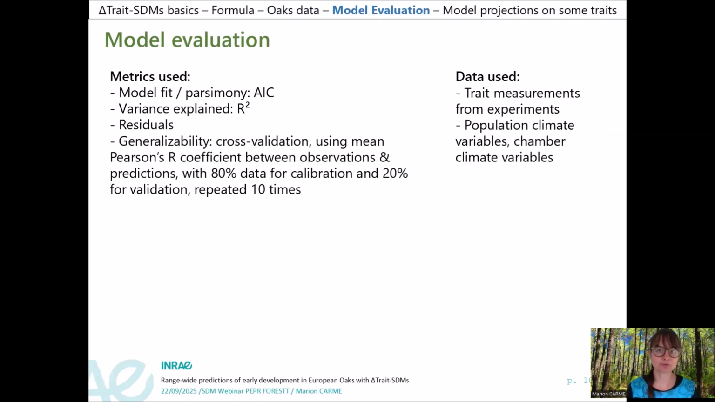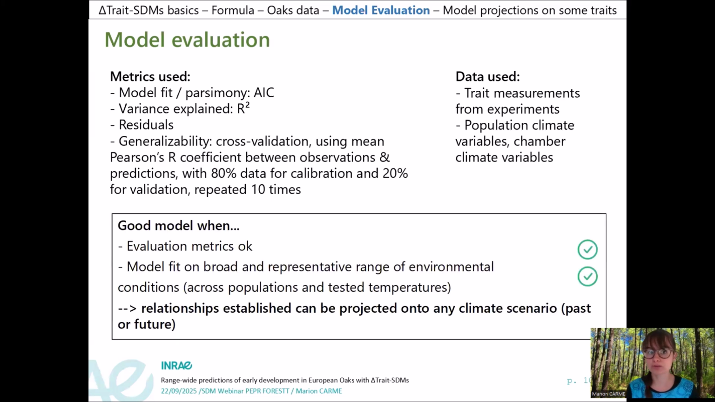And then when we have the model, we have to evaluate how good it is. And to evaluate it, we use some basic metrics like AIC, like R squared and residuals. And as we are making predictions, it's also very important to evaluate the generalizability of the model. So for this, we're doing cross-validation. We use the mean Pearson's R coefficient to evaluate the correlation between observations and predictions, with 80% of data for calibration and 20% for validation.